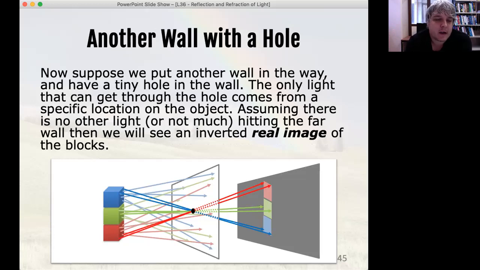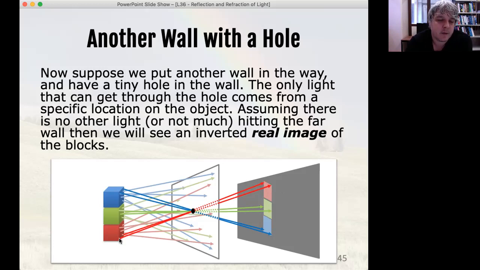What's going to happen now is that for every part of the original wall, which is now in the dark because there's no other light source apart from this tiny little hole, every other part of that wall is going to be dark because there's no photons hitting it. But every point on that wall where there is a photon hitting it, it will only be from one spot on the block, and that's the point that is directly opposite it through that pinhole.